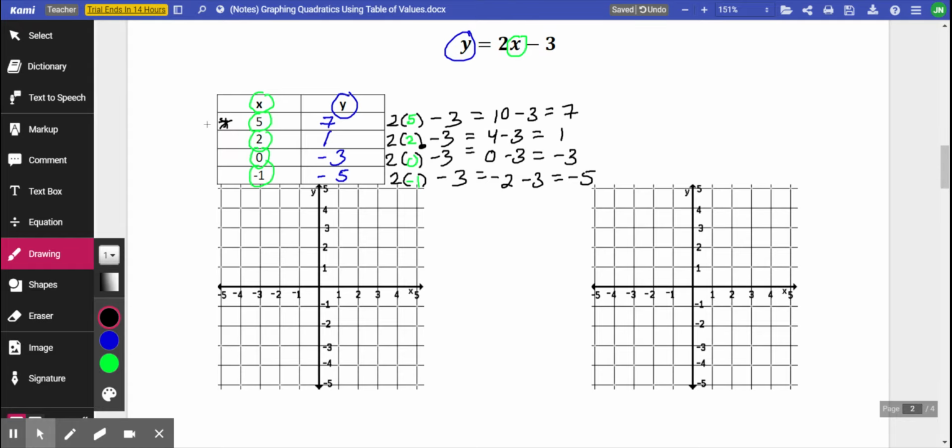Don't freak out. It's okay. Next one is 2, 1. So 2 to the right, and then up 1. That'll be right there. The next point will be at 0, negative 3.